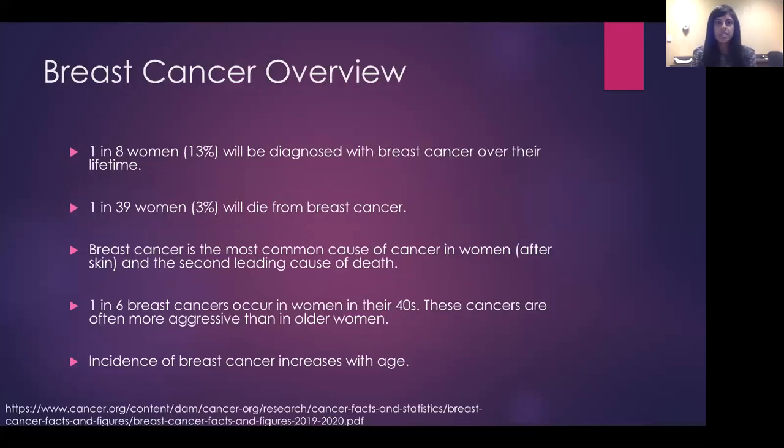So just a quick breast cancer overview. 1 in 8 women will be diagnosed with breast cancer over their lifetime. 1 in 39 women will die from breast cancer. After skin cancer, breast cancer is the most common cancer in women, and it is the second leading cause of death. 1 in 6 breast cancers do occur in women in their 40s, and these tend to be more aggressive than those in older women, and the incidence of breast cancer does increase with age.